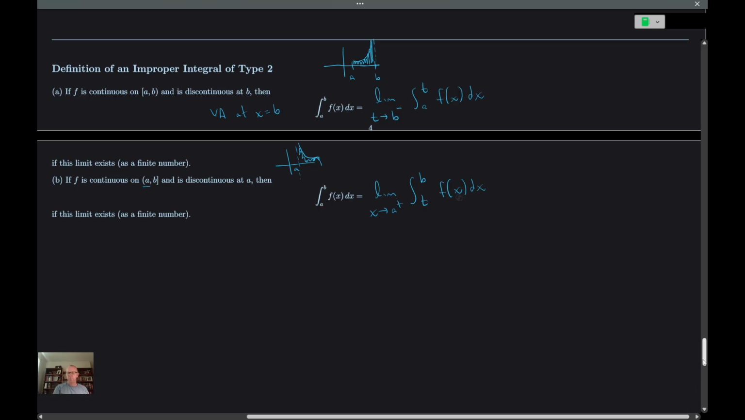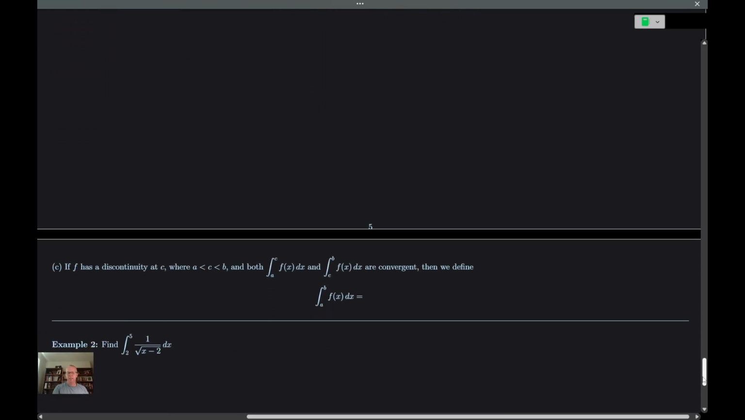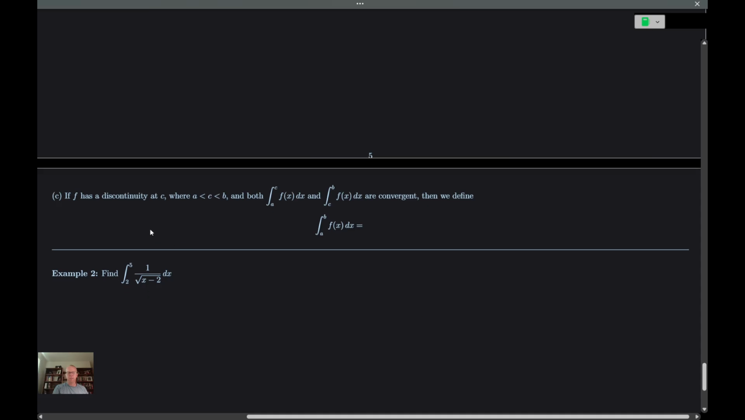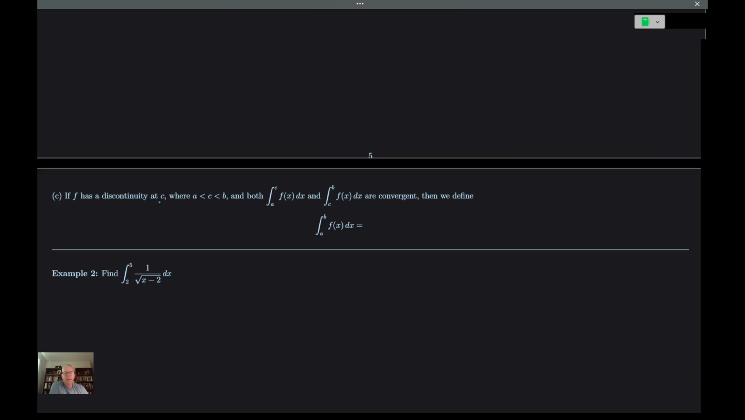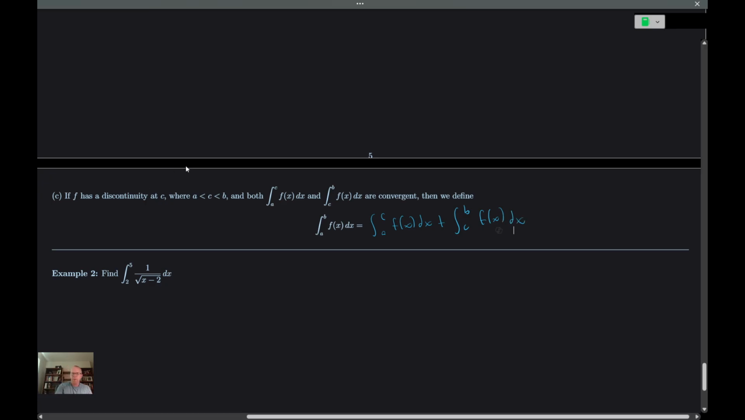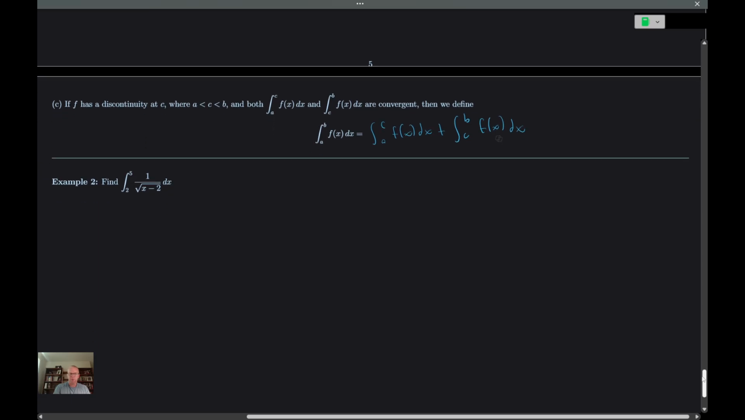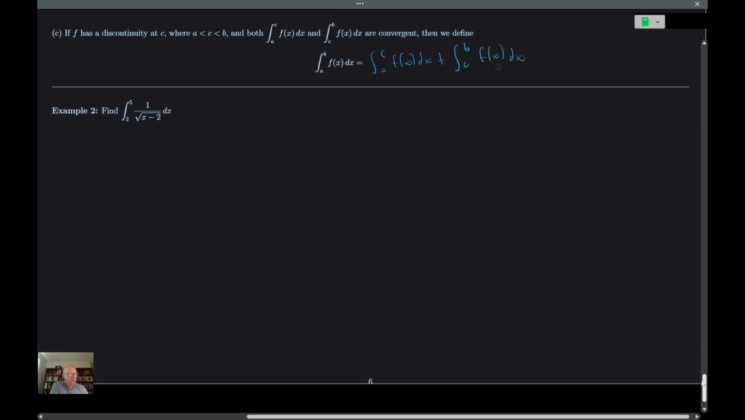Okay, and then of course we can do the same thing if we have discontinuity at c, and both of these are convergent, then we can just split up this integral, the integral from a to c of f of x dx plus the integral from c to b of f of x dx. Okay, so similar ideas as what we were looking at in the first part. Okay, so that brings us to this example.